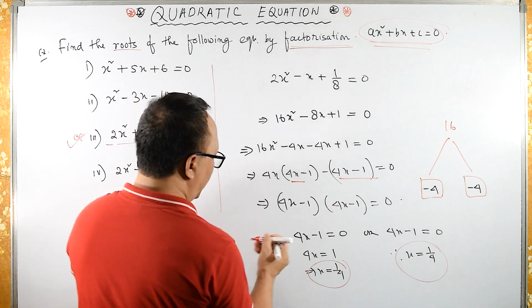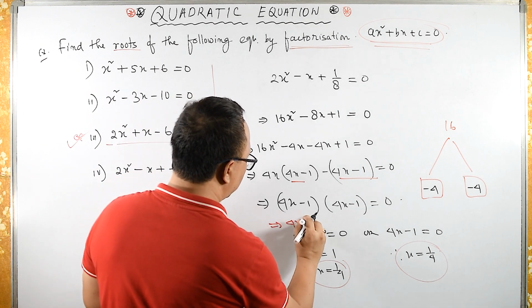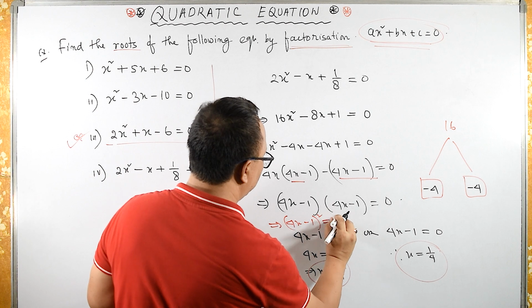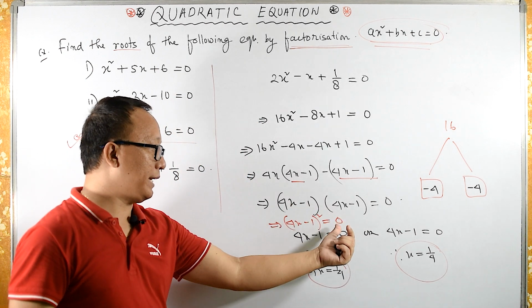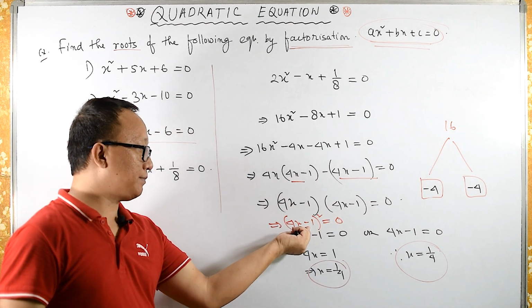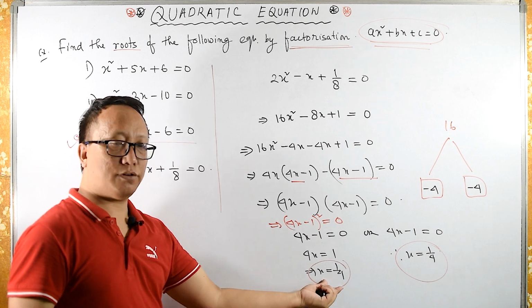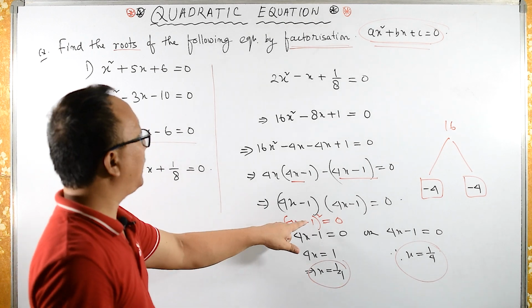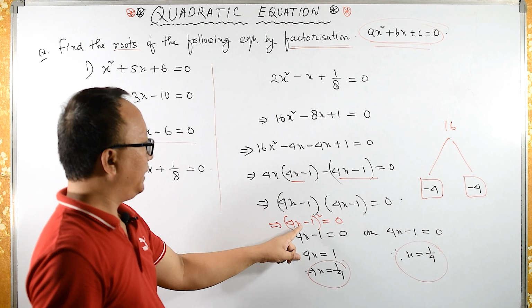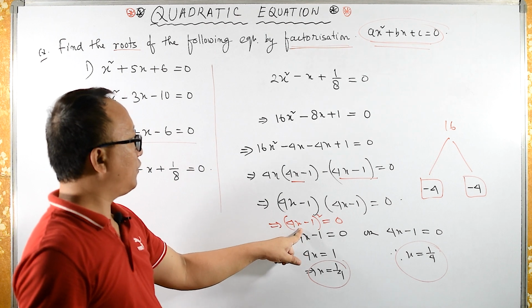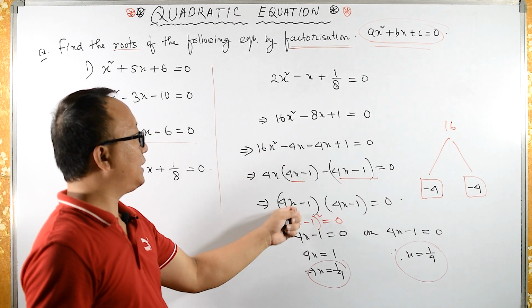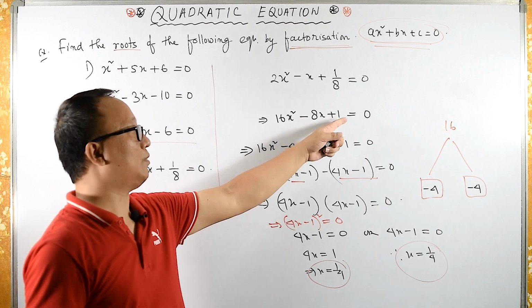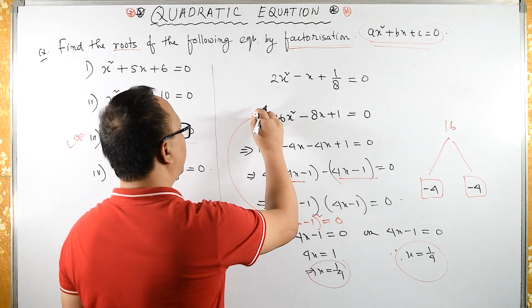From here you can say this is the same as 4x minus 1 the whole square equals to 0. If I take the square root on both sides, you will get only 4x minus 1 equals to 0, so x equals to 1 by 4. Now if you expand this, a minus b whole square, you get 16x square, minus 8x, and then plus 1. So if you expand this, you get the original equation also.